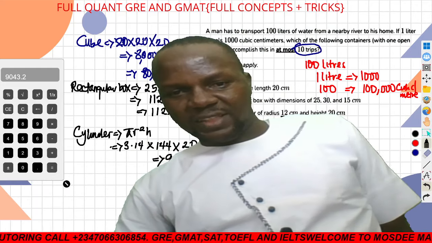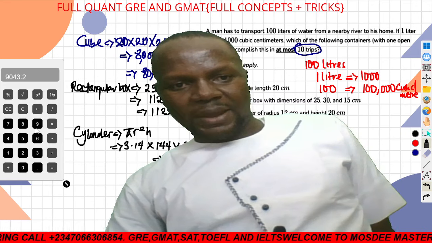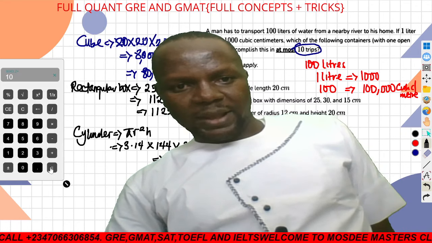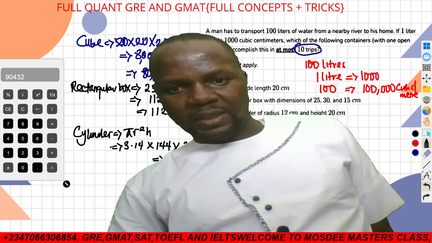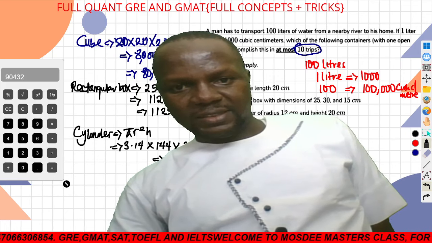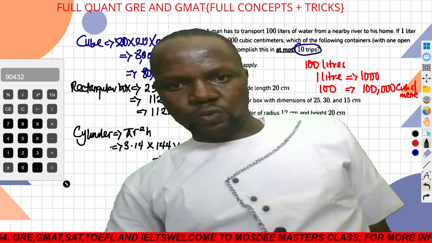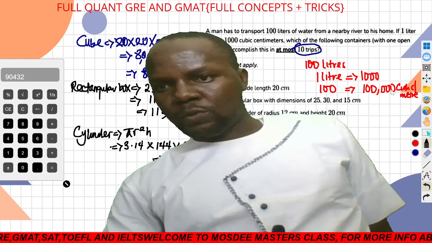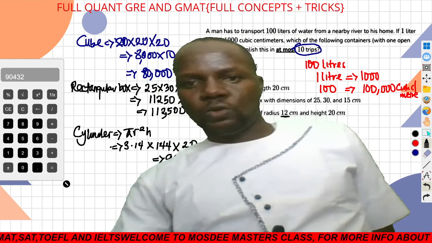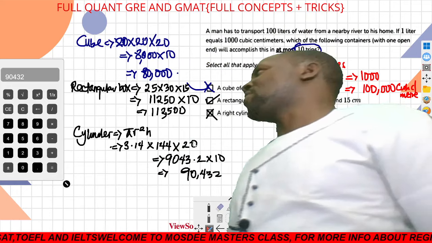So if this is also going 10 times, that means we multiply this answer by 10. And if we do that times 10, directly we can say this is 90,432. So this is not up to 100,000. So guys, you understand that?